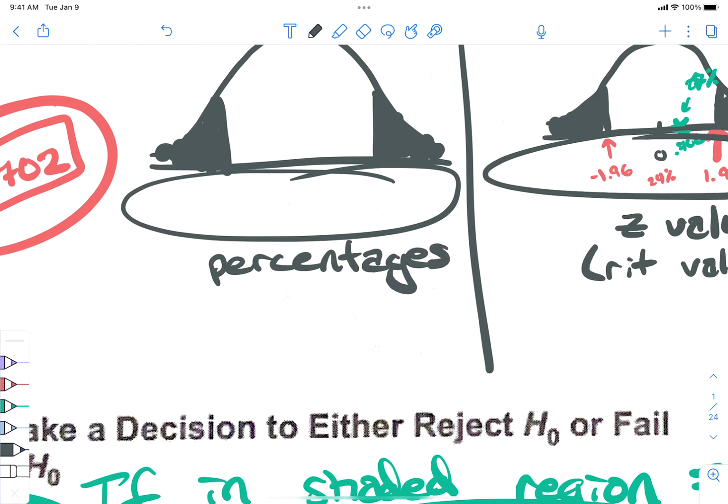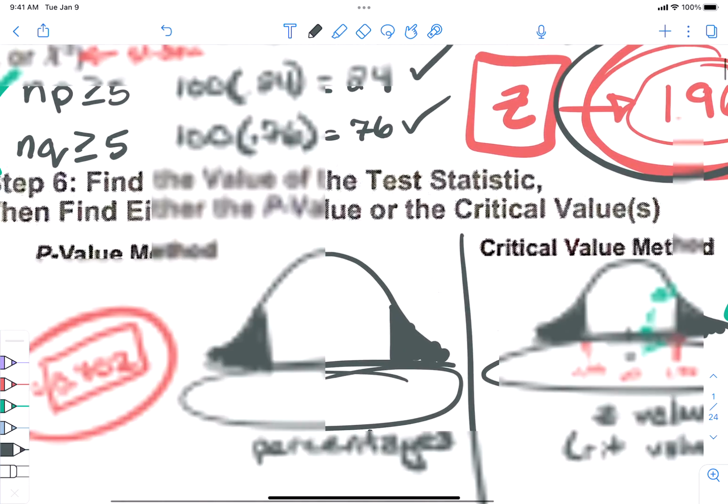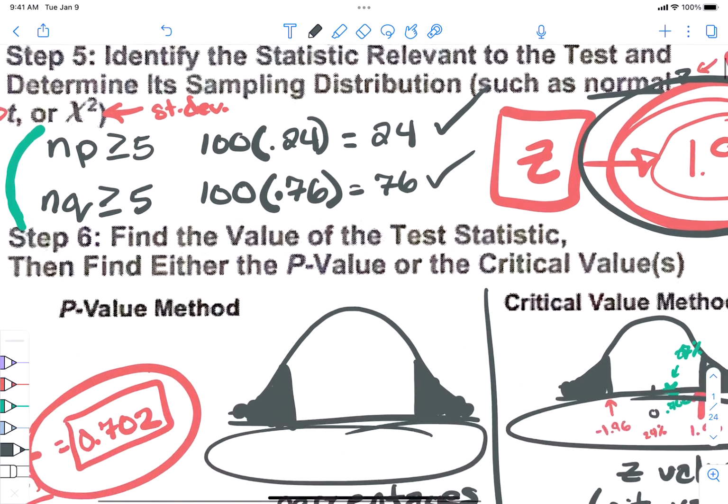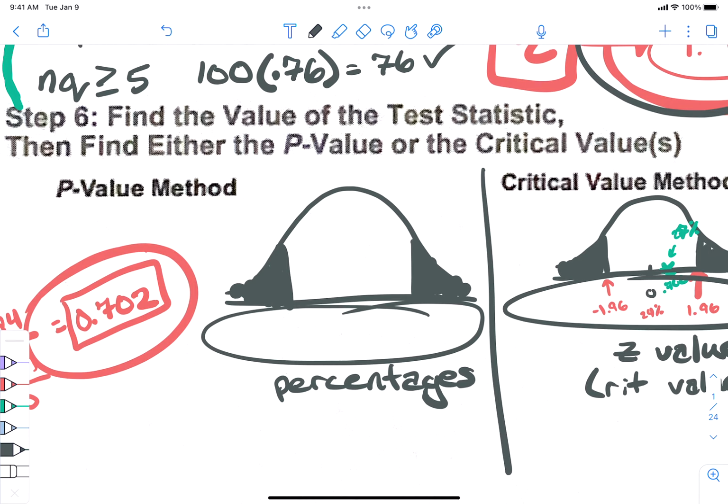Rather than having critical values, we're going to have percentages. Here's how this works. My level of significance was 5% or 0.05, but I have two shaded regions, which means that the 5% has to be shared between those two shaded regions. So what percent is in those two shaded regions? 2.5%. 2.5% is here and 2.5% is here. Depending on what your significance level is, that's what's in each one.